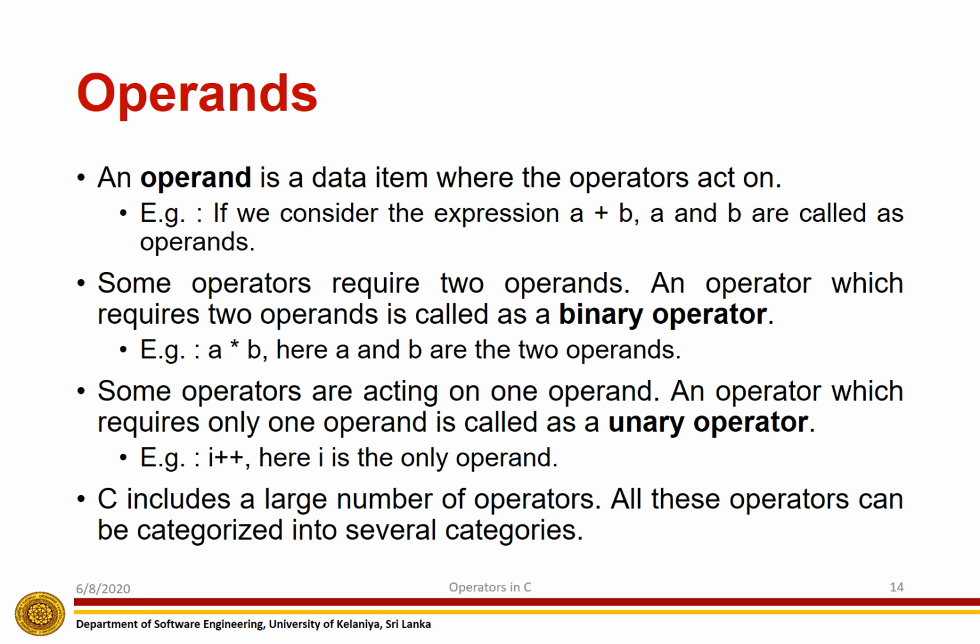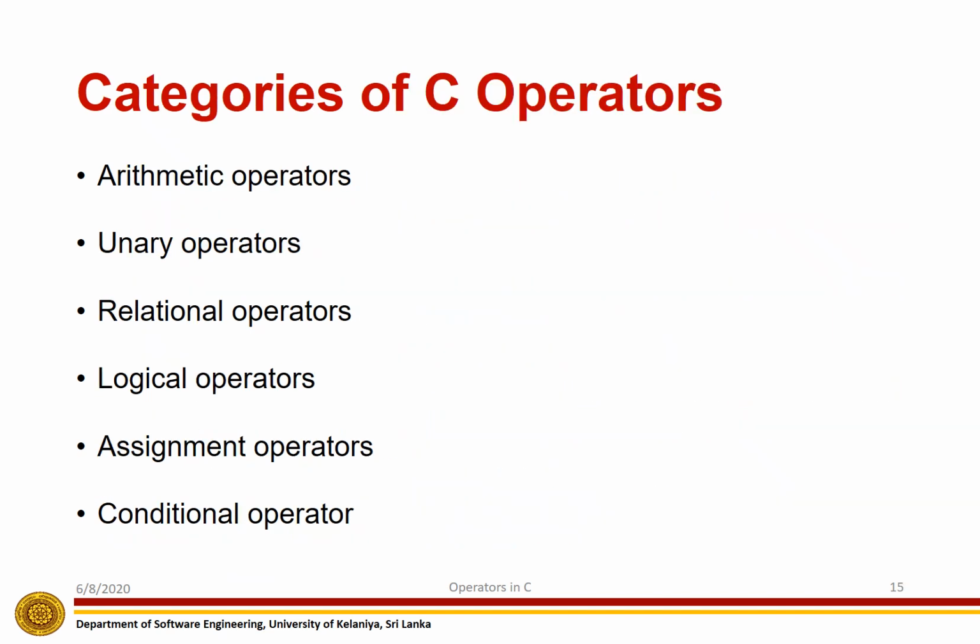C language is rich in built-in operators. All these operators can be categorized into several categories. Those are arithmetic operators, unary operators, relational operators, logical operators, assignment operators, and finally the conditional operator. Now we will go through these one by one.